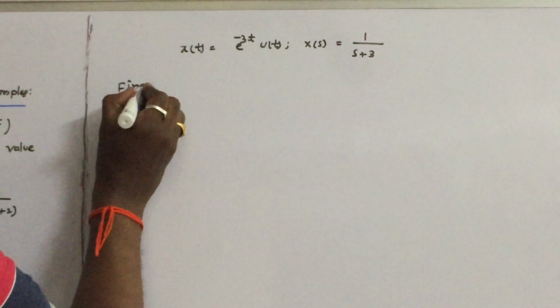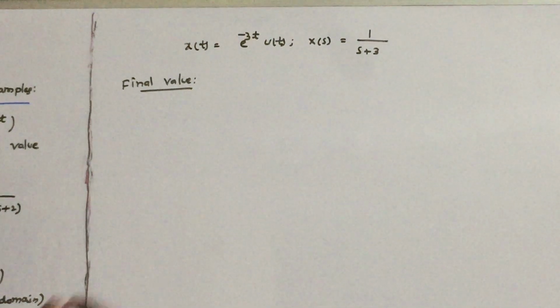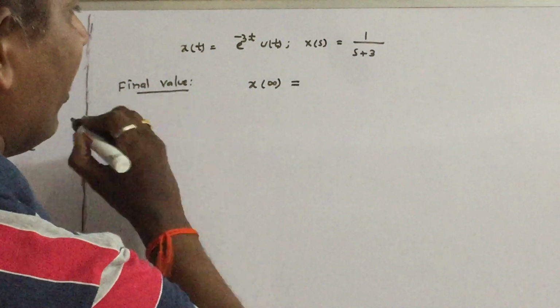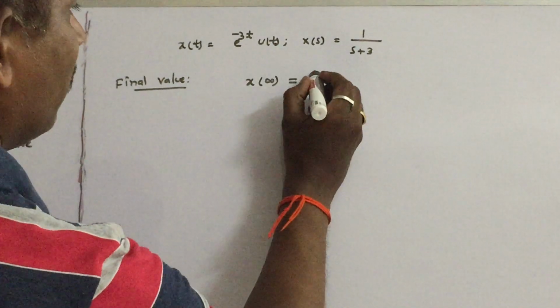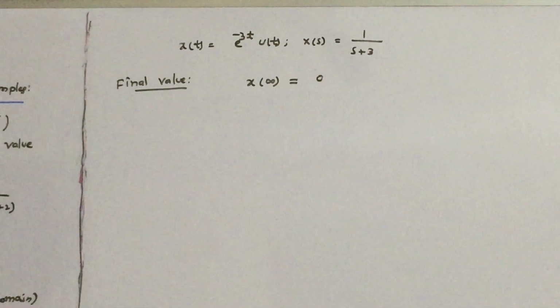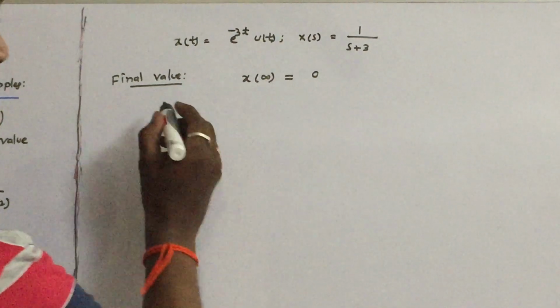The final value in both time domain and Laplace transform domain. What is final value, or steady state value? X of infinity. So if you substitute infinity in this function, the final value is 0. That means e power minus infinity is 0. So this is in time domain.